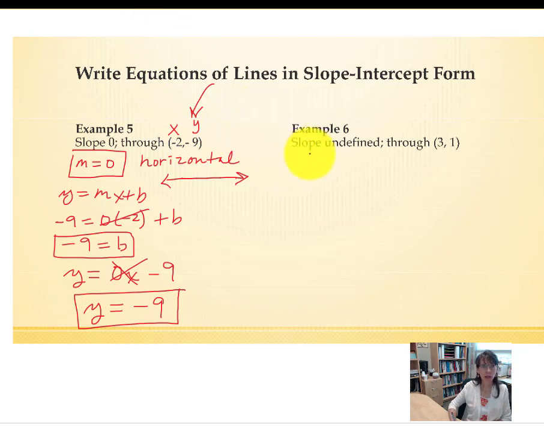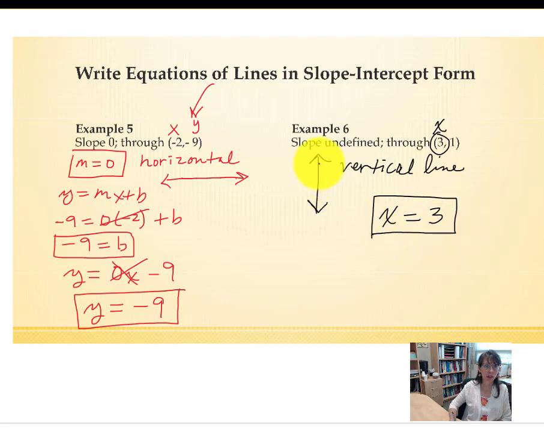In our other example, the slope is undefined. So I don't have a number that represents that slope. So what we should recall is that an undefined slope is a vertical line. And the x value names the line. That means every x value should be 3 because our line goes through 3, 1. So no matter what the x value is in the given point, that x value is what names the line. So we have a vertical line such that every single point on that line will be x equals 3.